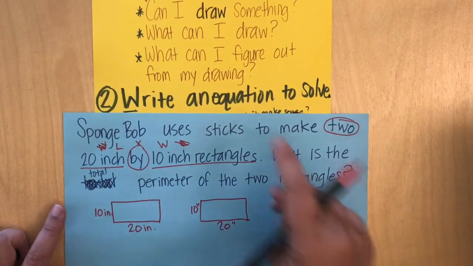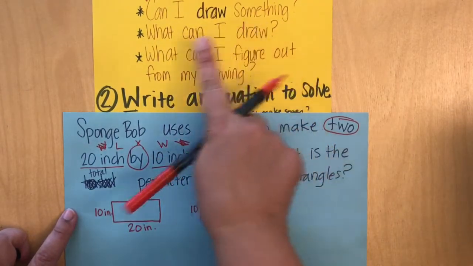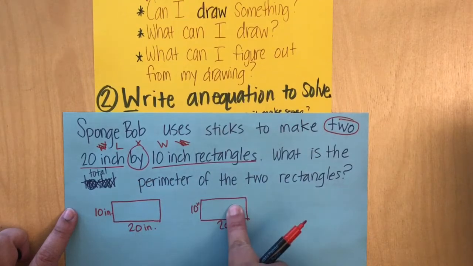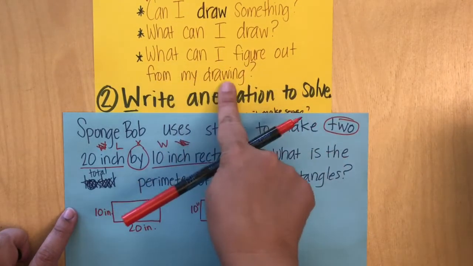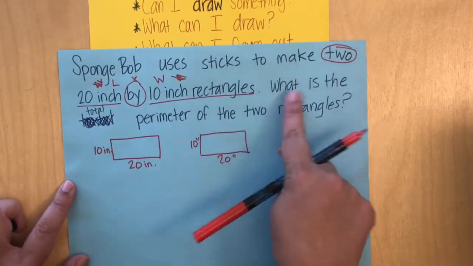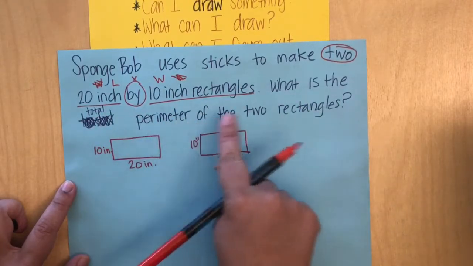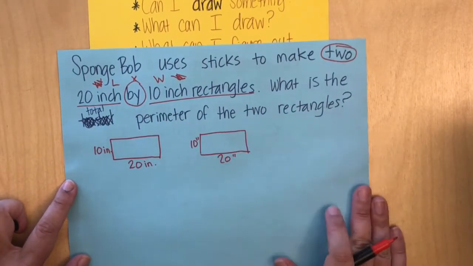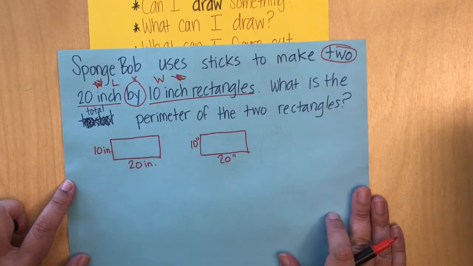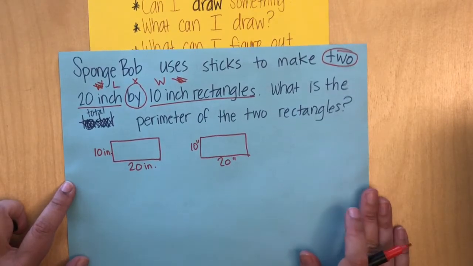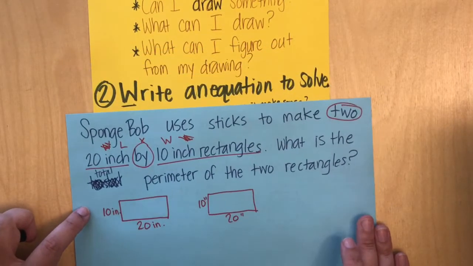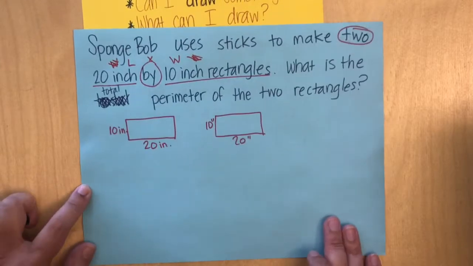Okay, now I was able to draw something. What can I draw? I can draw my two rectangles. And what can I figure out from my drawing? Well, it asks, what is the total perimeter of the two rectangles? Do I have enough information to find out the perimeter? Yes, I do. So now I can go on to the part where I write my equation to solve.